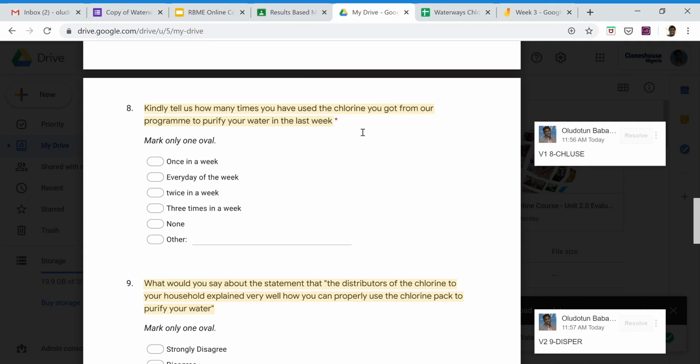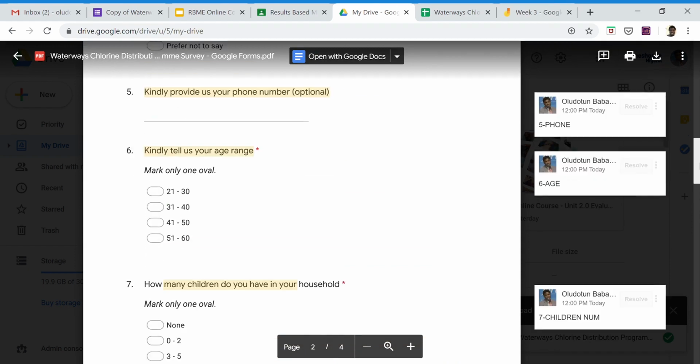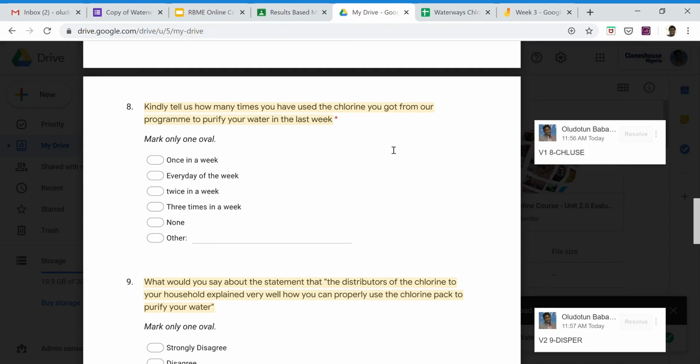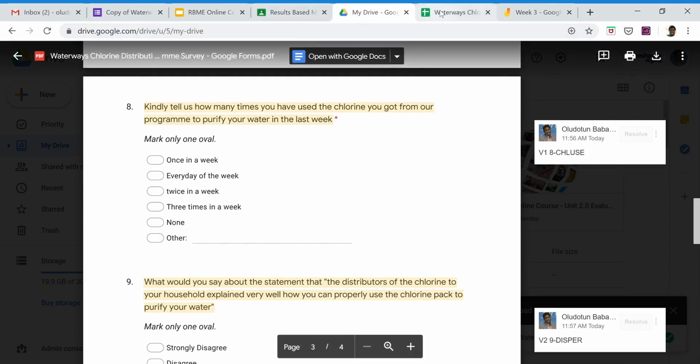So we want to understand the change. These people have changed, they are now using the chlorine water to purify. But here we're trying to look at the extent to which this happened. That could be a question. That's why you're seeing the frequency, which we'll use to compare. So it's important to note that. You put each question against each indicator it is going to be answering for.